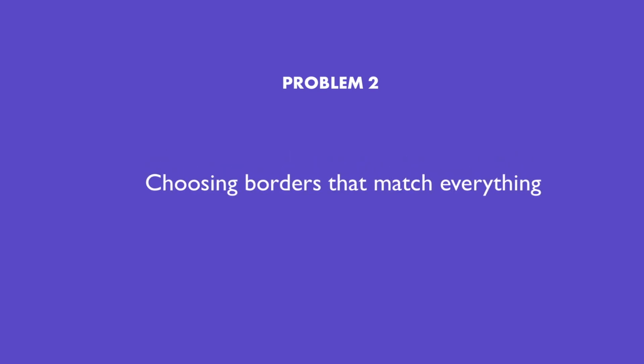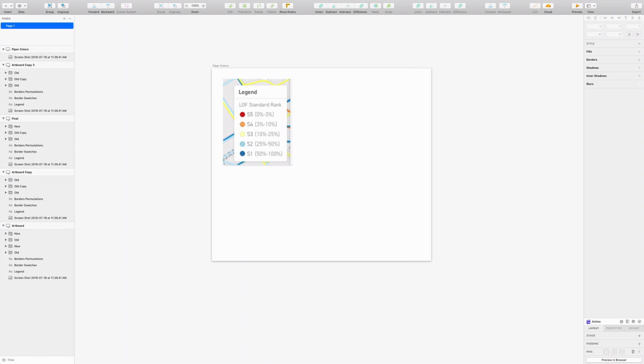Problem number 2, choosing borders that match everything. So here we have the 5 colors. Now, each of these colors needs to have a contrasting border, which means we need 5 more colors, and each of them has to complement every one of the original colors. So when I need to pick colors, I don't like to guess, I like to test.